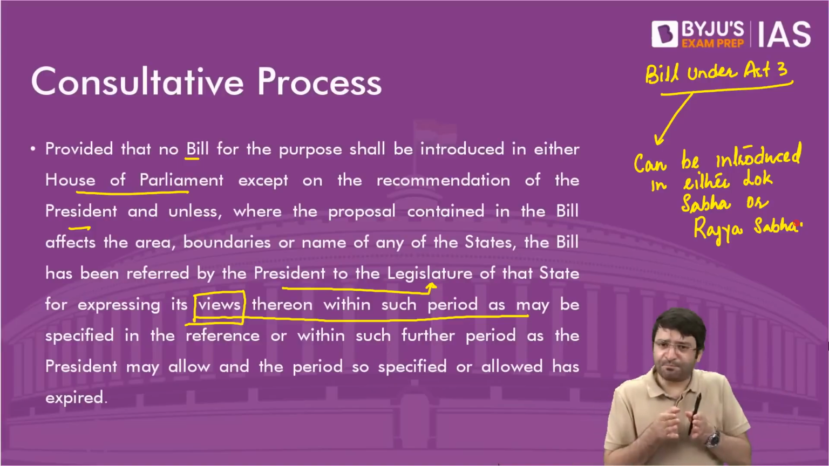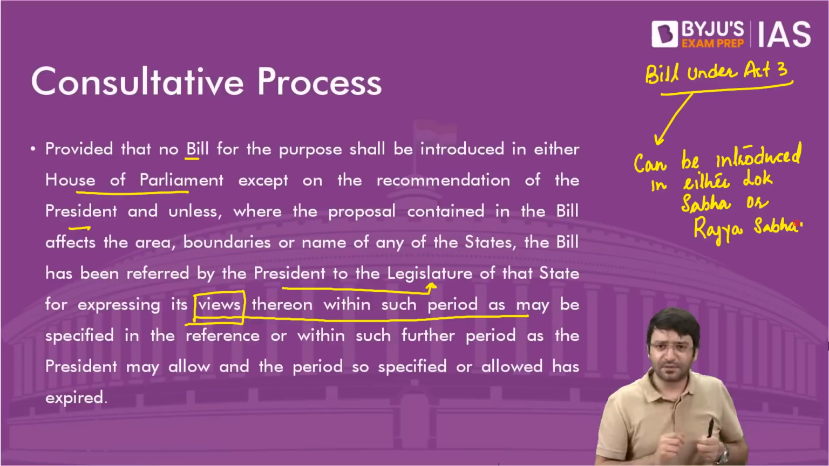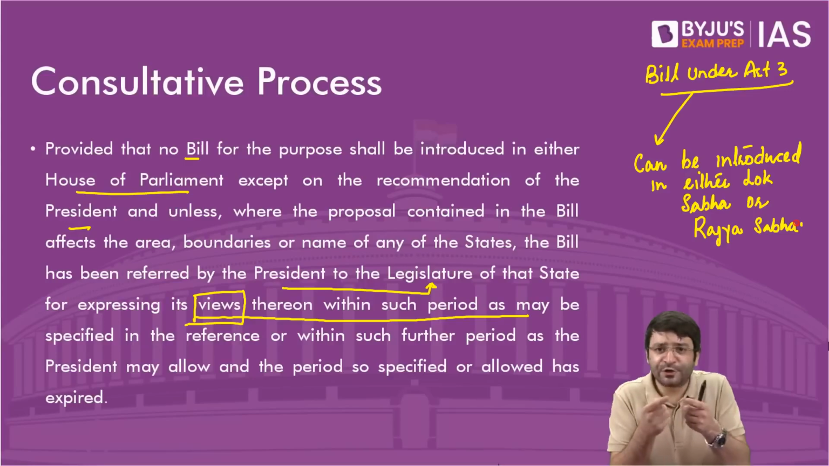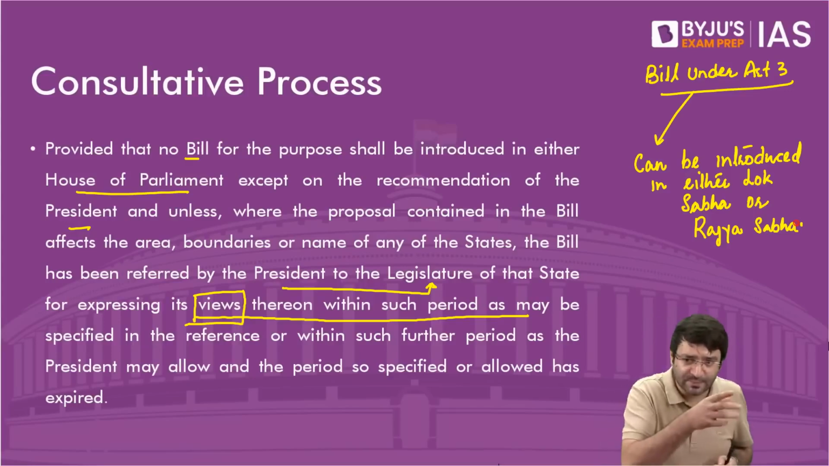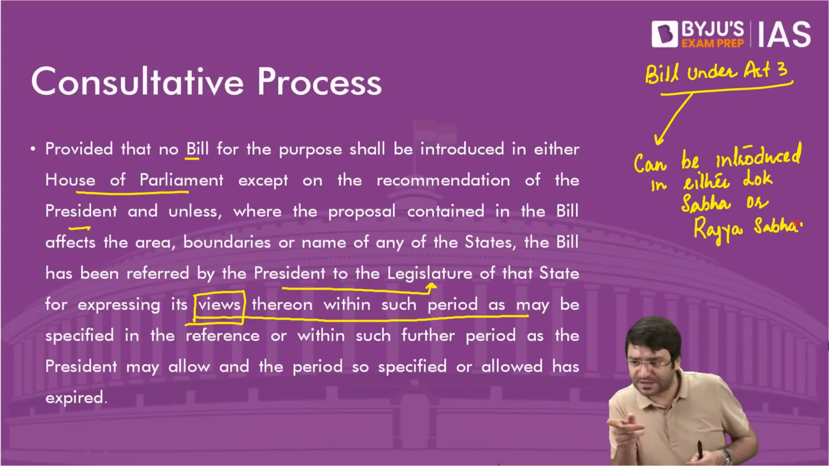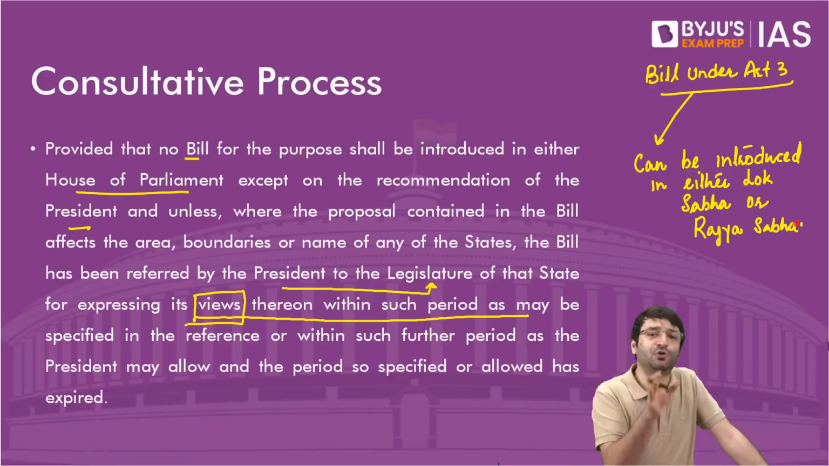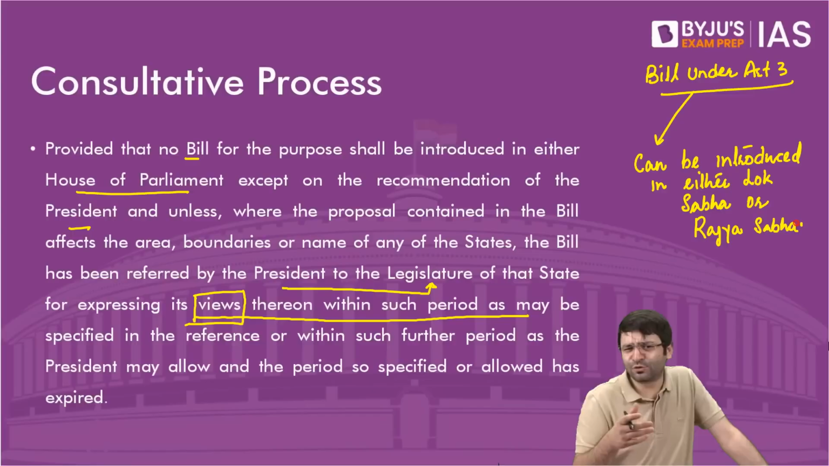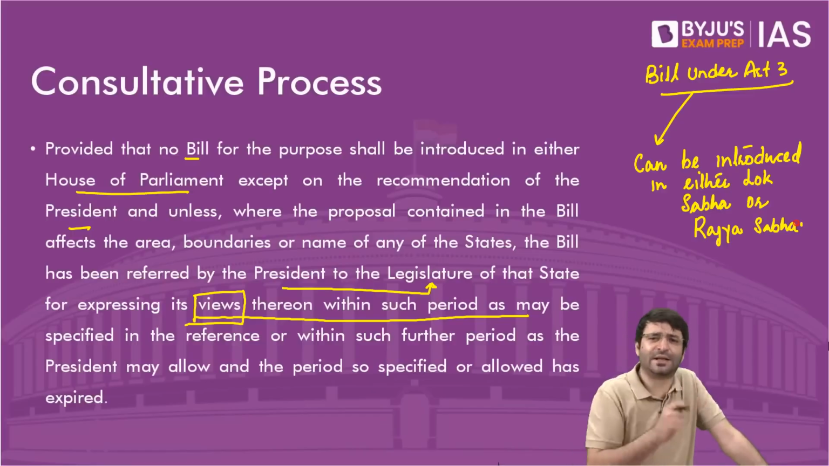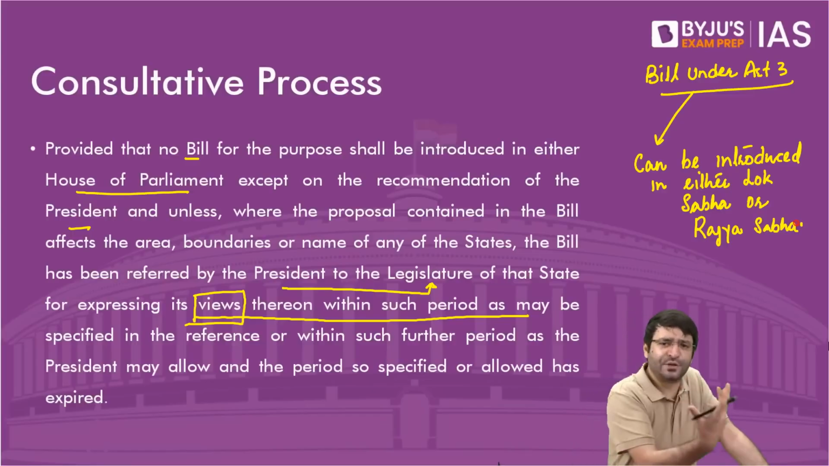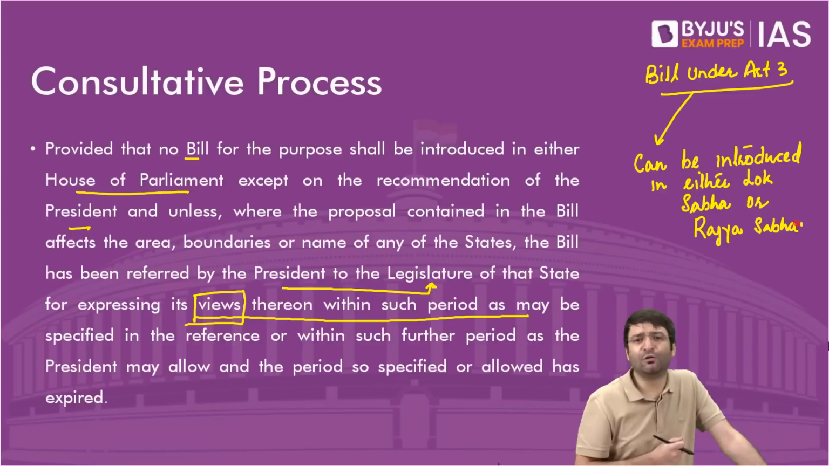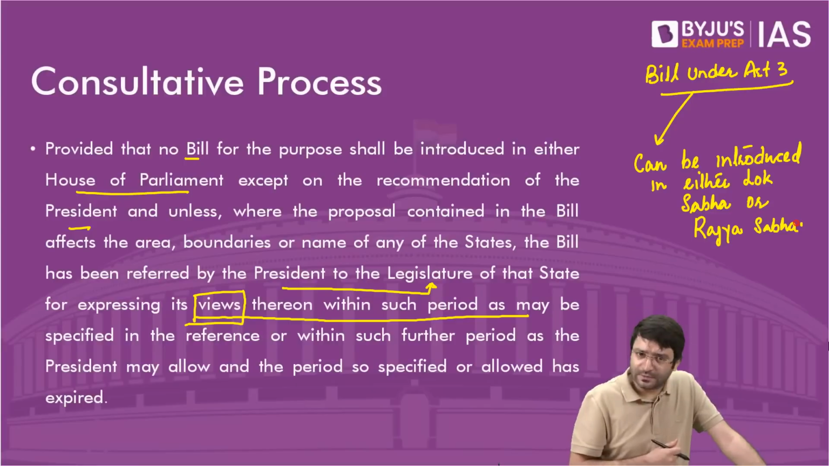Now, when we say a bill is to be passed by parliament, but parliament has these two houses, this bill, where should it be introduced first? First in Lok Sabha, then in Rajya Sabha, or first in Rajya Sabha, then in Lok Sabha? This bill can be introduced in either of the two houses. You may introduce this bill first in Lok Sabha and then in Rajya Sabha, or you may first introduce it in Rajya Sabha and then in Lok Sabha. It's the government's call. Clear?